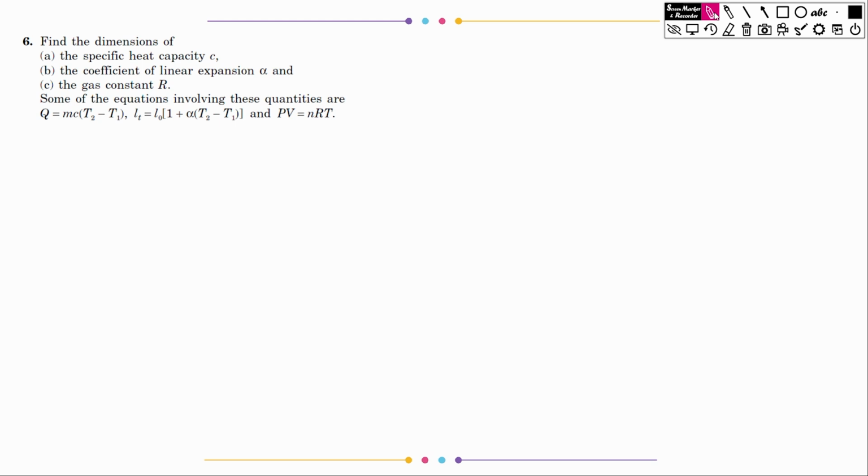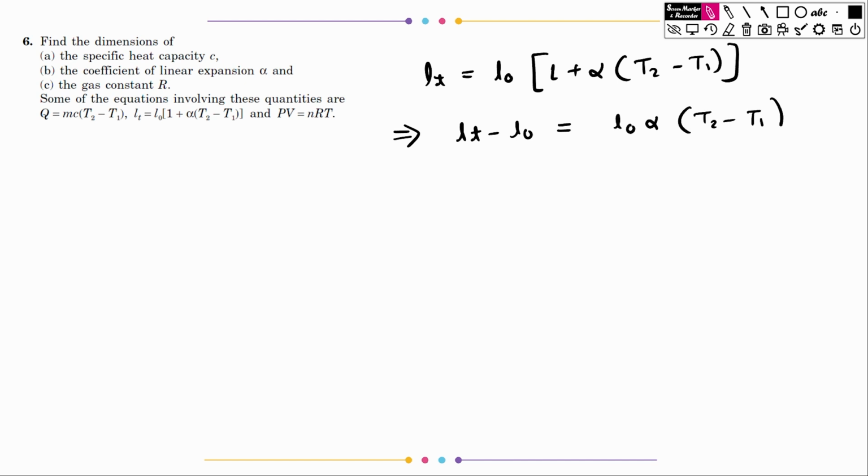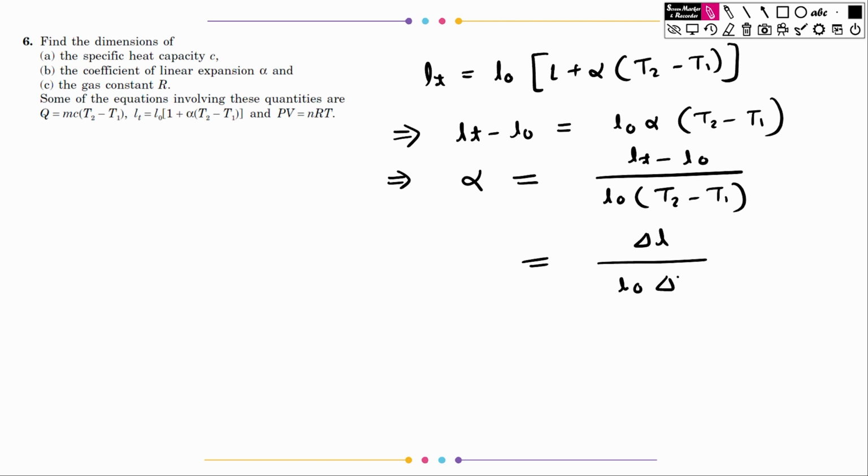Now we have to find the dimension of coefficient of linear expansion alpha. We'll write the corresponding equation, that is LT is equal to L naught (1 plus alpha (T2 minus T1)). If L0 is the original length at temperature T1, then when the temperature is changed to T2, the length will also be changed to LT according to the formula, where alpha is the coefficient of linear expansion. Now we'll rearrange the equation. LT minus L0 will be L0 alpha (T2 minus T1). Then we'll take alpha on the left hand side and the corresponding equation will be LT minus L0 divided by L0 (T2 minus T1). Or other way you can write delta L divided by L0 delta T.